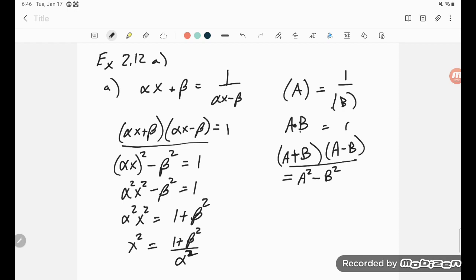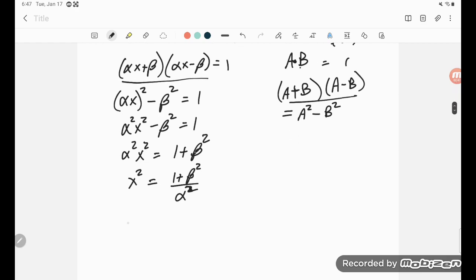And so at this point then, take the square root of both sides. Now, in this case, though, I want both the positive and negative square root. So I have that x is equal to both the positive and negative square root of 1 plus beta squared over alpha squared. Now, this is one of these things that I would probably just leave it like this.